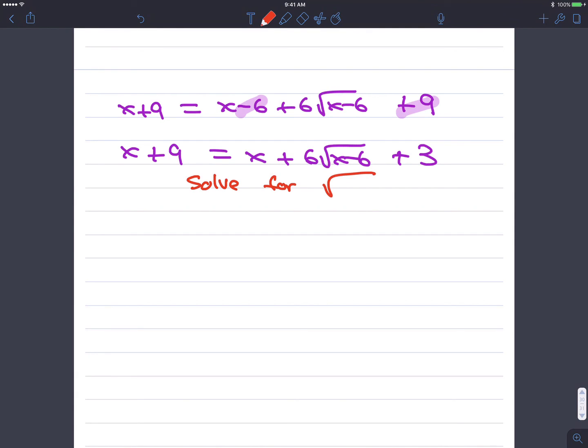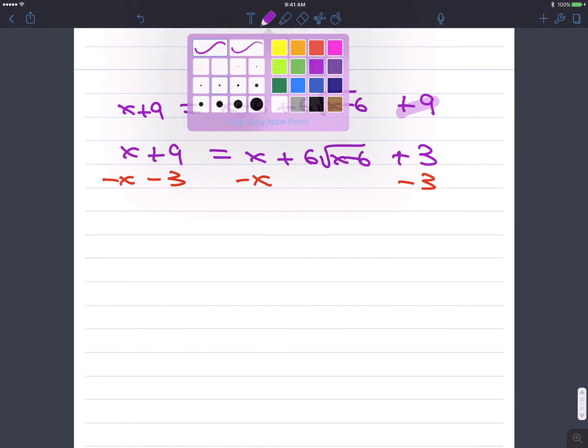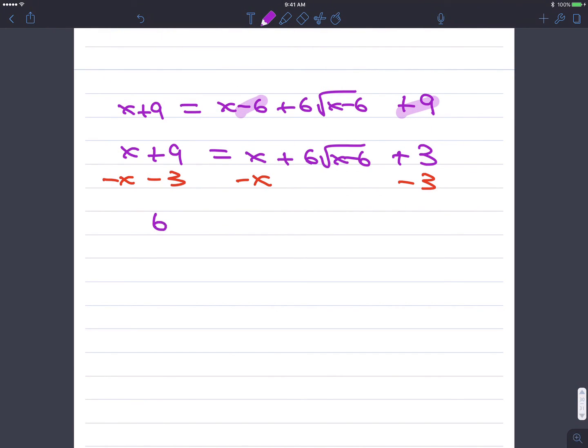Now, solving for the radical here, you subtract x from both sides. You subtract 3 from both sides. And we get 6 equals 6 square root of x minus 6. And yeah, let's double check the work. It looks like we're good.